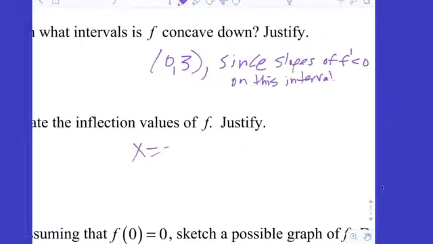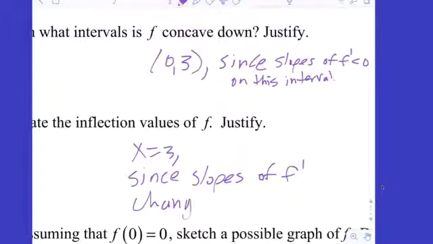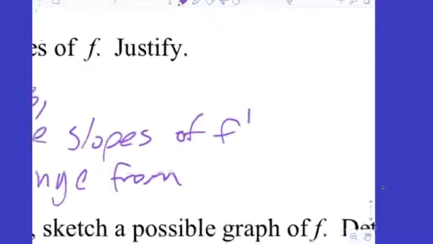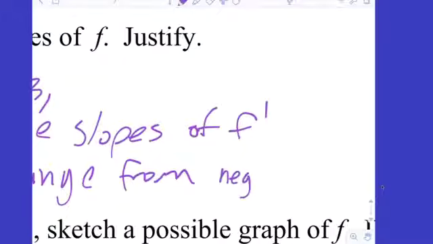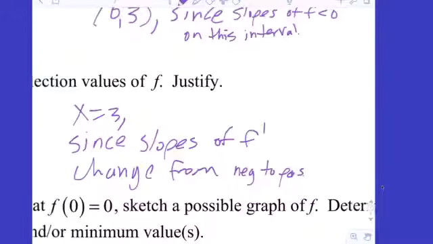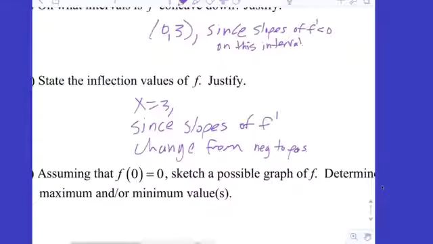Okay, at x equals 3, since the slopes of f prime changed from, I think they went from negative to positive. Yep, from negative to positive. So don't really ever get in the habit of saying since something goes from increasing to decreasing or decreasing to increasing. Always talk about a sign change in something, positive to negative or negative to positive.